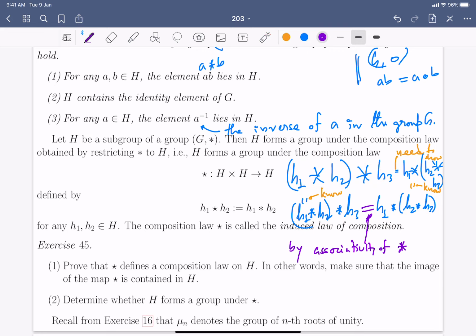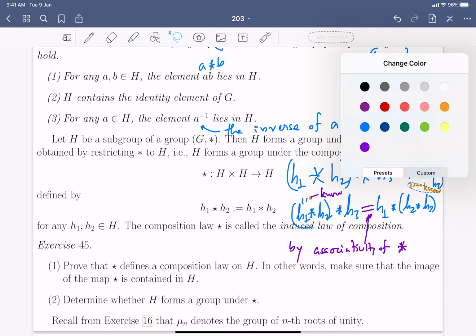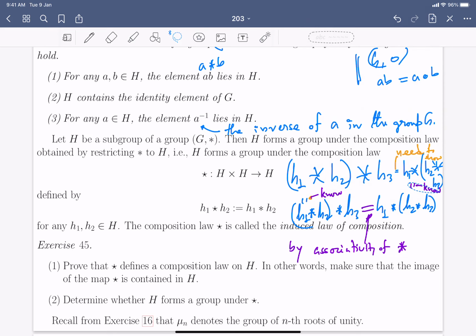So this one follows from all this. Maybe I should have put this in the same color. Okay, then using all these violet implications, this follows.